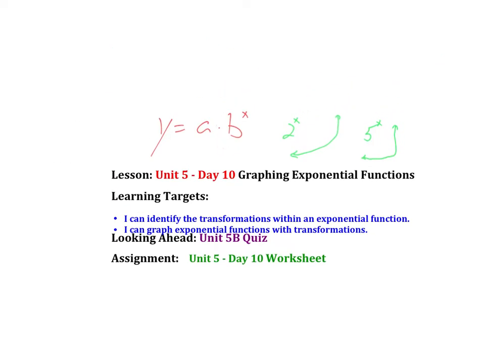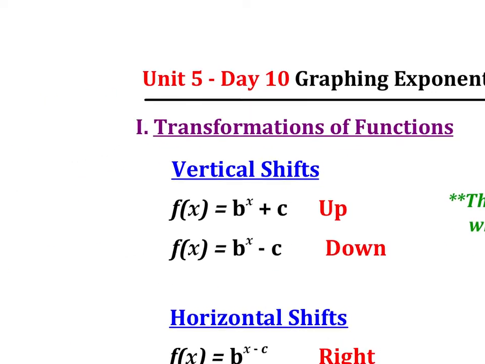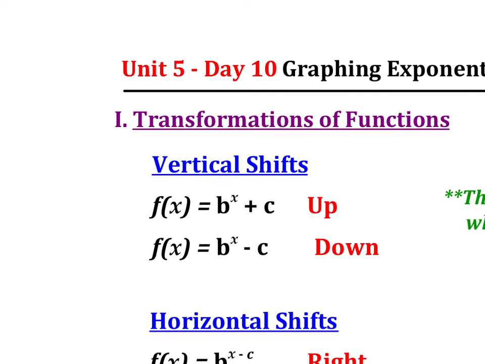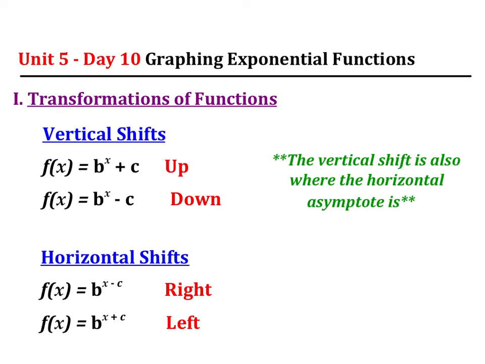Now, let's get into how we could transform these. And you're going to see a lot of similarities to our previous function units and function discussions on transformations. If we add a number or subtract a number outside, after the function, that's going to move things up or down. Now, keep in mind, these functions also have an asymptote. And the asymptote is typically on the x-axis. However, if I move my function up or down, the asymptote is going to move along with it. So the vertical shift is also going to be the y equals asymptote value.